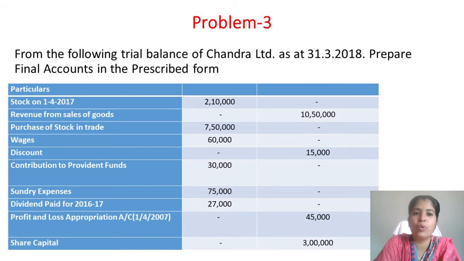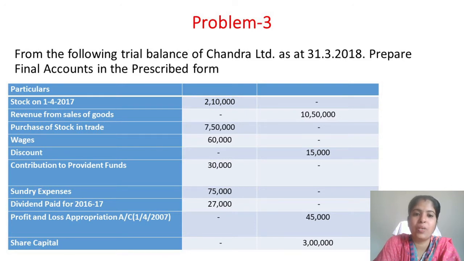Stock on 1/4/2017 2,10,000. Revenue from the sale of goods 10,50,000. Directly it will go to the profit and loss. Purchase of stock in trade 7,50,000, again profit and loss. Wages 60,000, profit and loss. Discount, again profit and loss account, 15,000. Contributions to provident fund 30,000. Sundry expenses 75,000. Dividend paid for 2016-17 27,000.